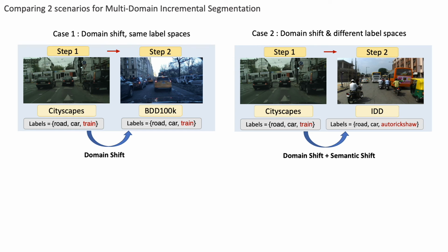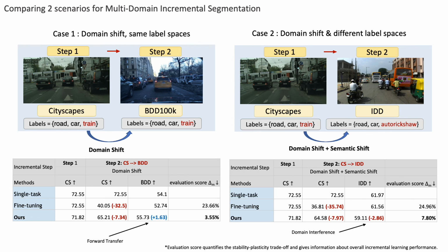We also compare the two scenarios for multi-domain incremental learning. In the first scenario, there is a domain shift but the label spaces are fixed. In the second scenario, there is a domain shift as well as a semantic shift. Here are some of our main results. The forgetting is indicated in red in brackets, and it can be seen that our model mitigates forgetting equally well in both the cases. We also study forward transfer and domain interference in these two cases, and more results can be found in our paper.